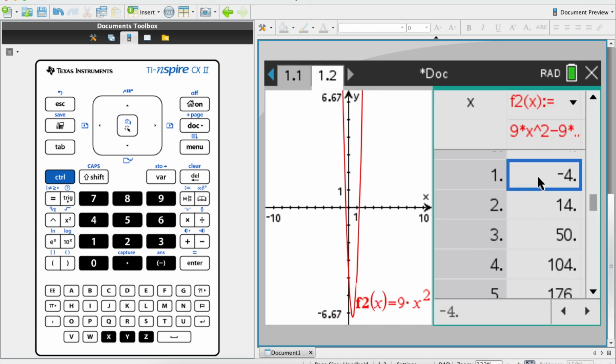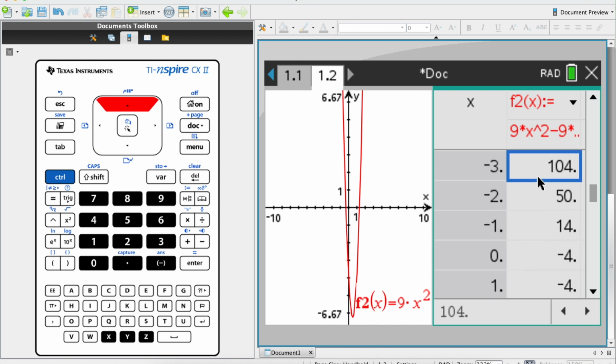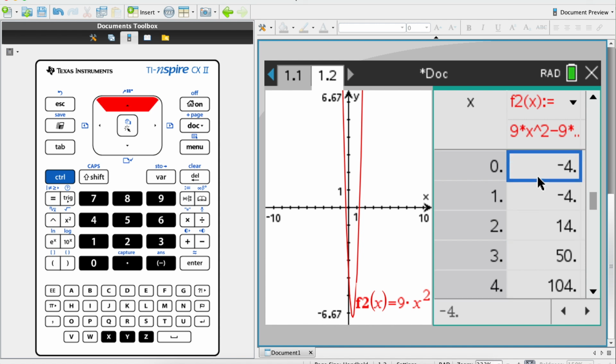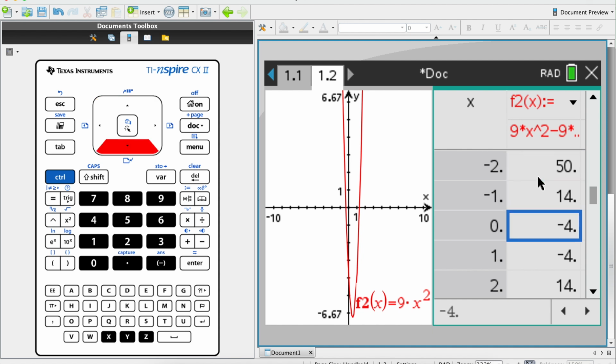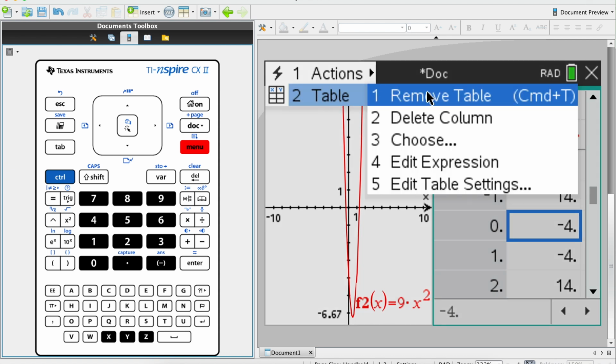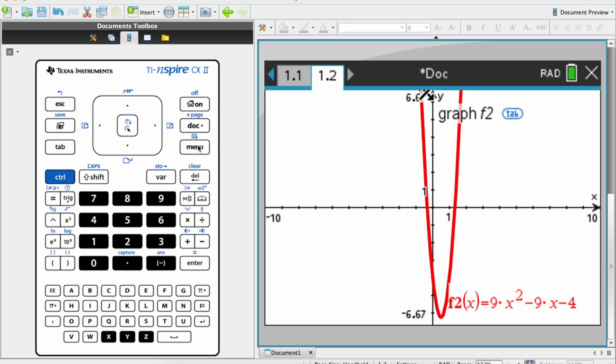And what I'm looking for is when y is 0. Oh, look, I don't have a y is 0 thing here. But I do have a y goes from negative 4 to positive 14, so there's a 0 in between 1 and 2. And I do have another change in signs from 14 to negative 4, so there's going to be a 0 between negative 1 and 0. But I don't have the actual value, because this table is set to only put out integers. So what I need to do is not use the table, but actually go ahead and analyze the graph.